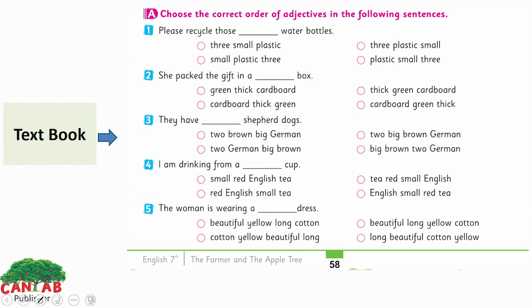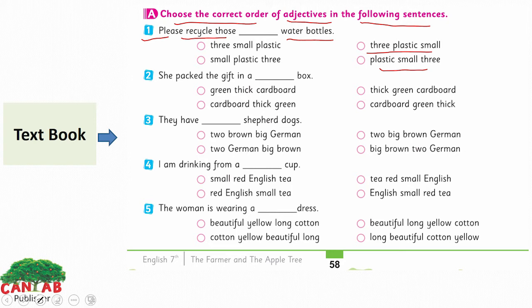Here we have an exercise. You have to choose the correct order of adjectives in the following sentences. We have 5 sentences here and 4 options for each sentence. You have to choose the right order for each sentence. So let's read the first one. Please recycle those water bottles. 3 small plastic bottles, 3 plastic small water bottles, small plastic 3 water bottles, plastic small 3 water bottles. Which will be the right order?